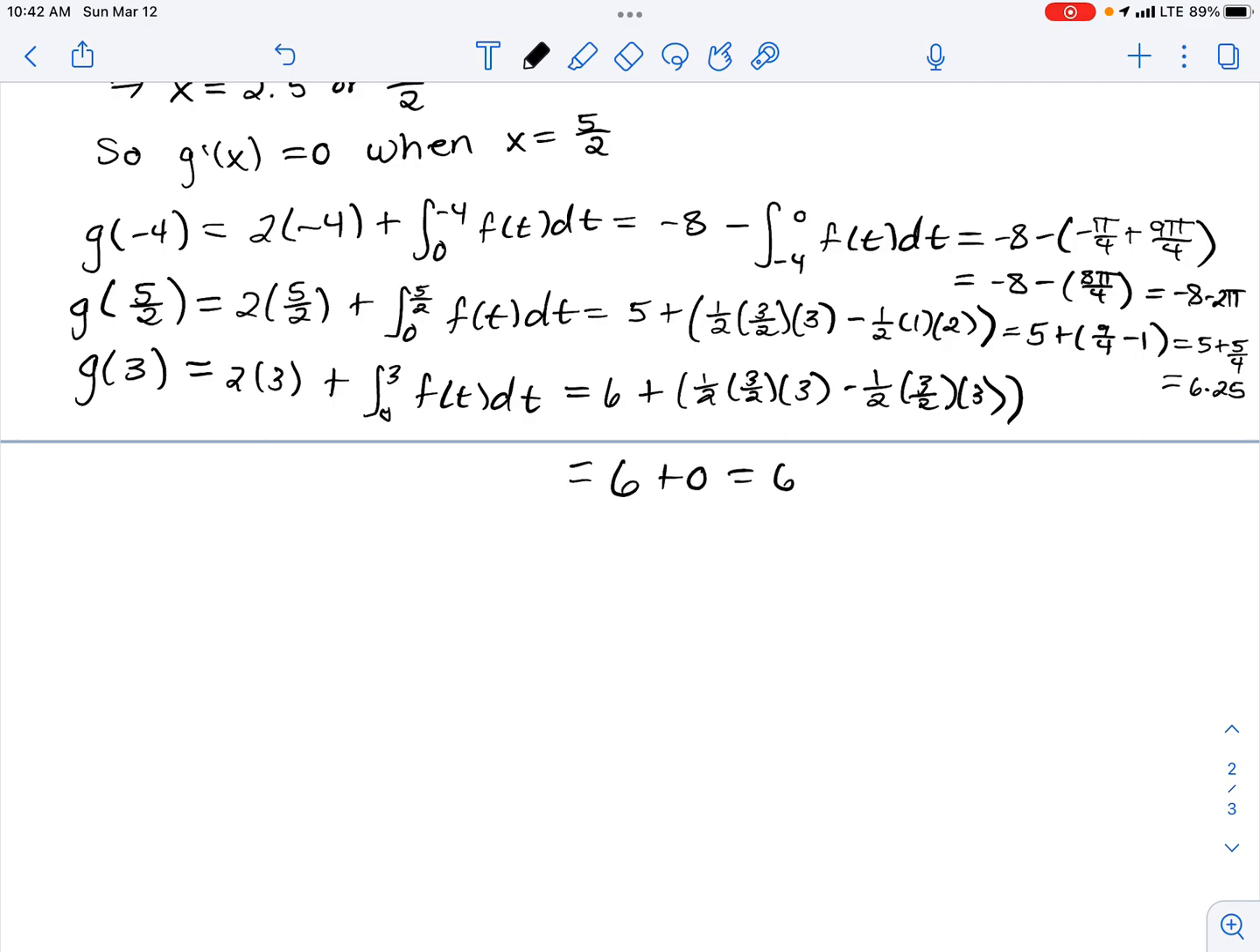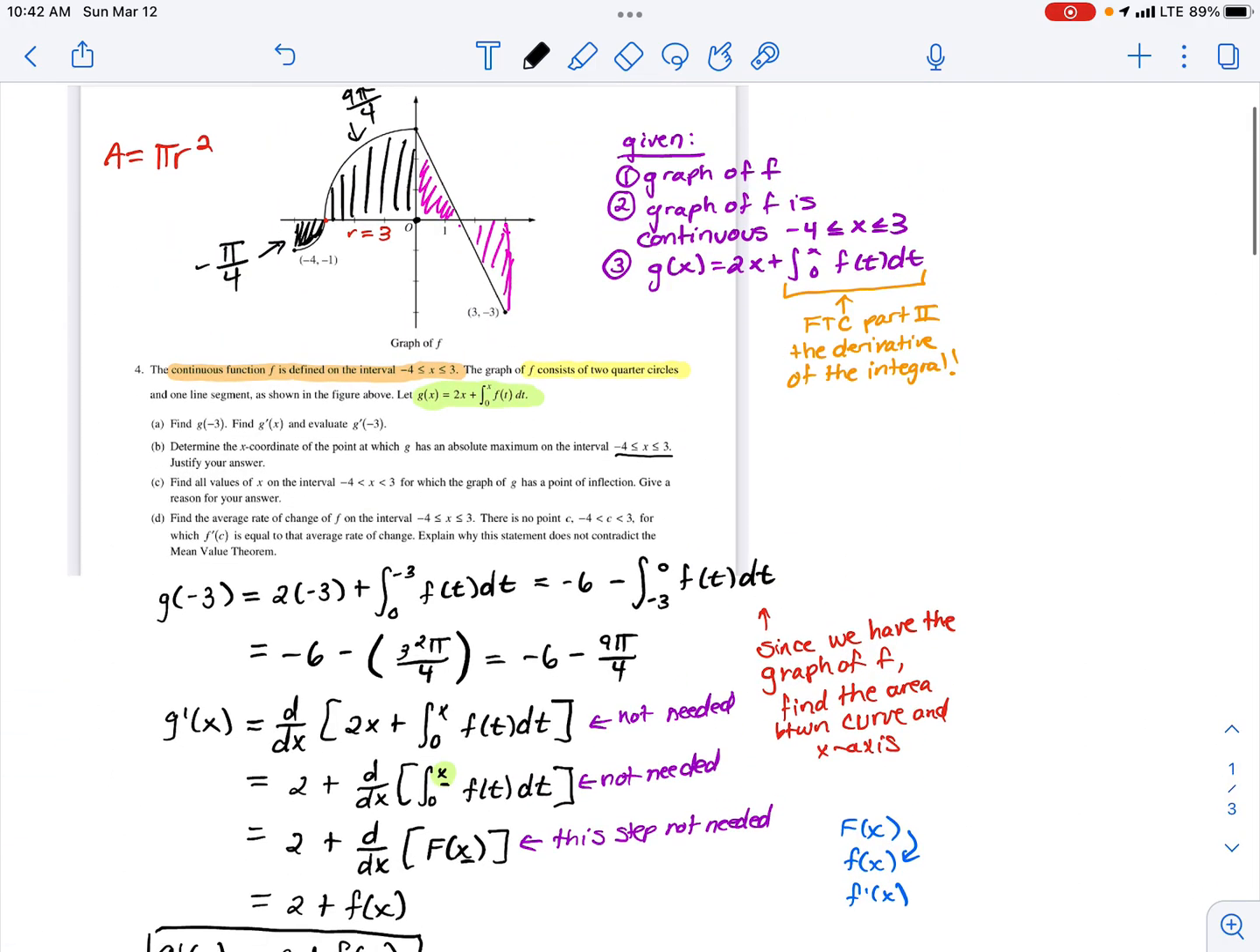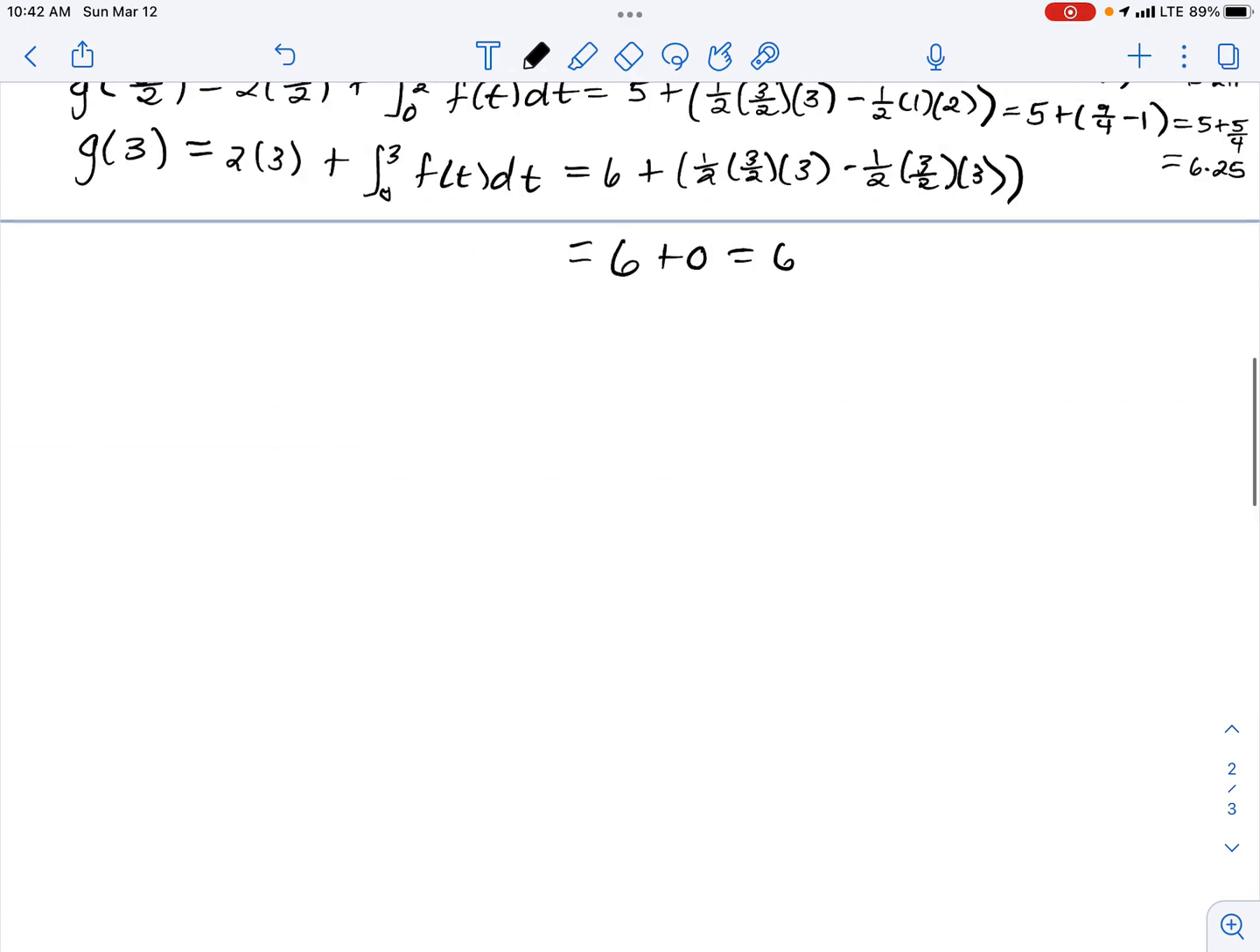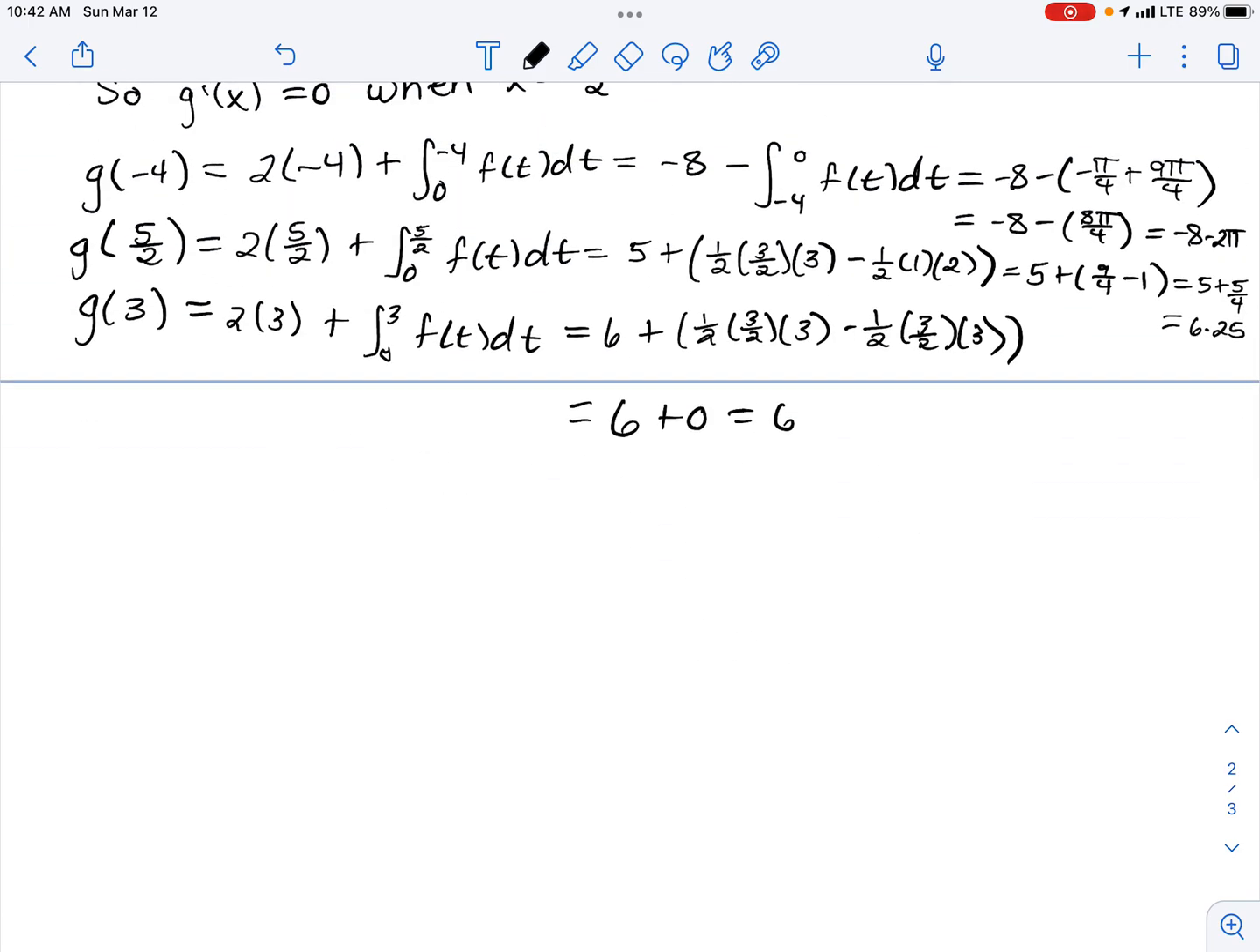Okay. So the coordinate where there's an absolute max is at x equals 5/2. Because the highest is 6.25.